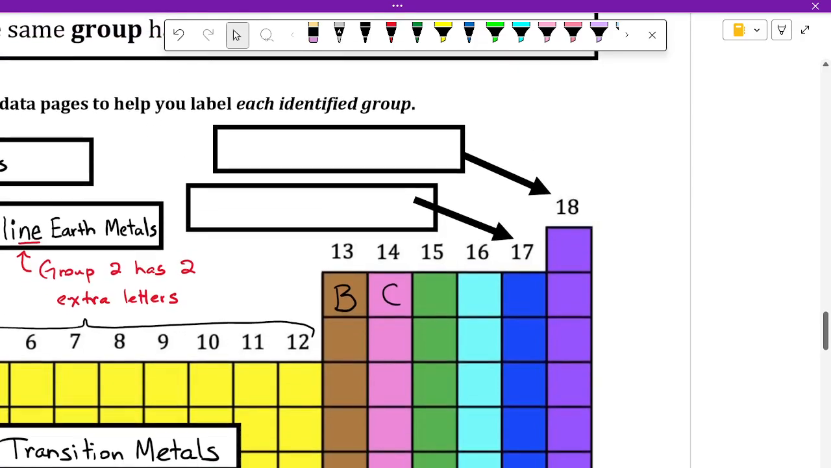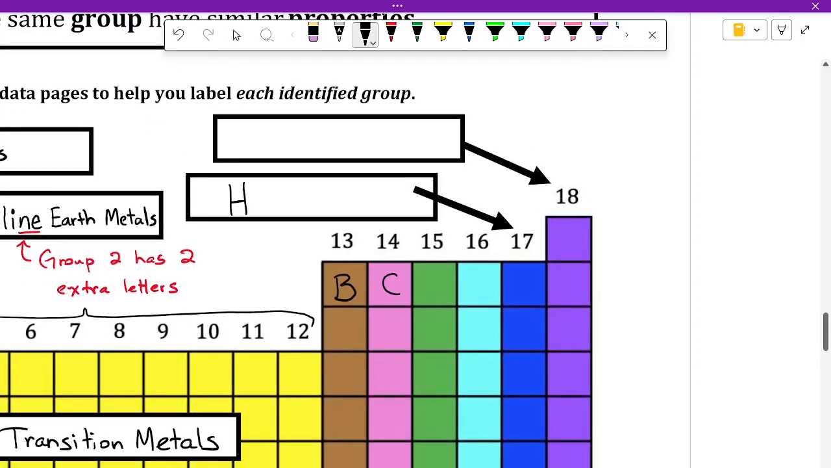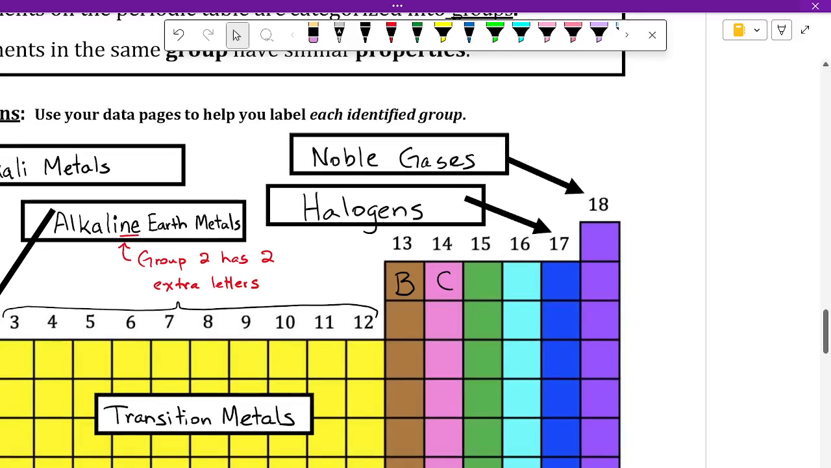Group 17, however, is called the halogens. So like a halo, and then gens, halogens. And finally, group 18 is called the noble gases. Okay, so those are our halogens and our noble gases.